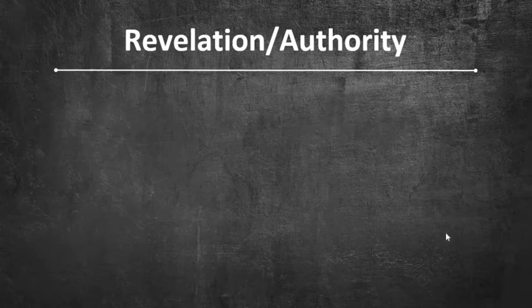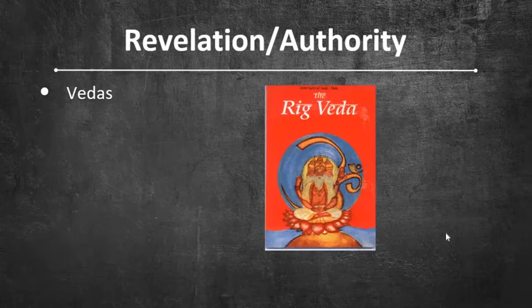What is their revelation or authority? They don't really have a God-given revelation, but they do have what's called the Vedas. The Vedas were written between 1600 BC and 1200 BC, right after the flood, right about Abraham's time. This Rig Veda, there's a picture up here, is some of their oldest writings, and they talk about the yogas or the yogis from the beginning. The Vedas are the most revered Hindu writings. They were supposedly heard from the ultimate god, Brahman, but nobody knows who wrote them.